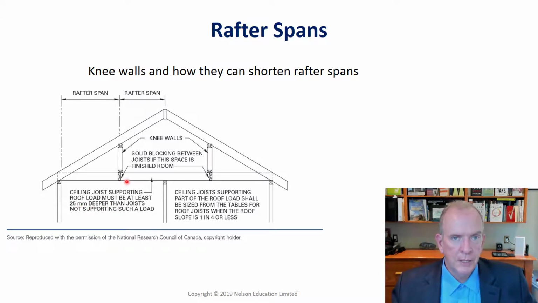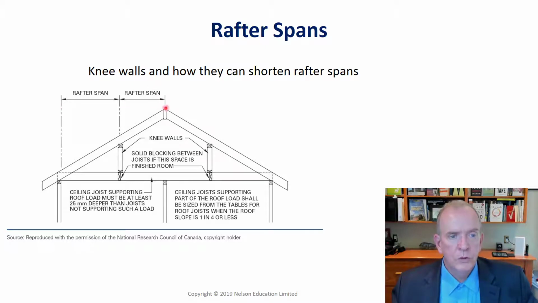I'm not quite sure how you get ceiling joists that are 1 inch deeper. You'd have to go up to the next size up. So if you're using 2x6s, you'd have to use 2x8s. But that's building code. This is straight from the National Building Code. And this is your rafter span, which is actually less.